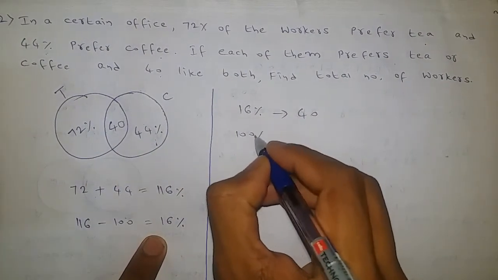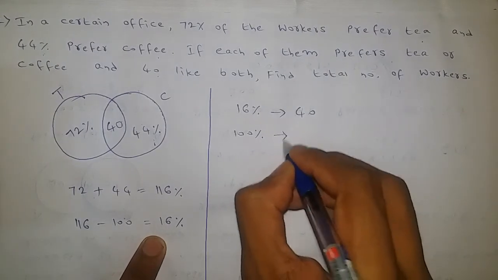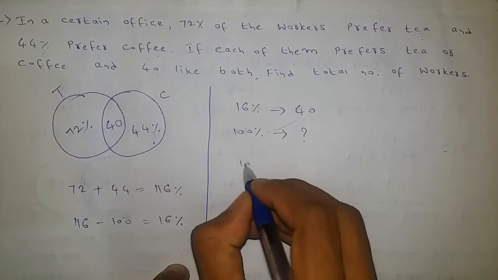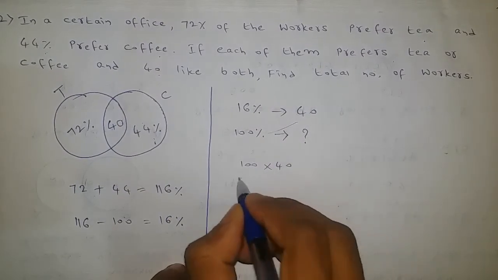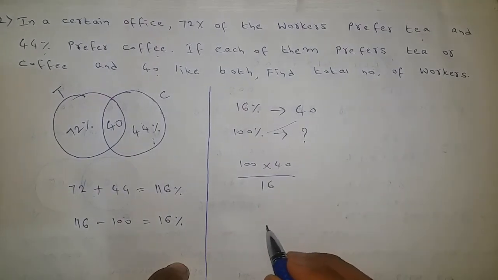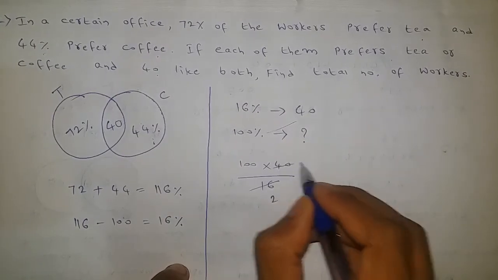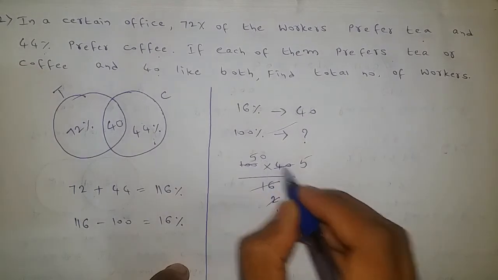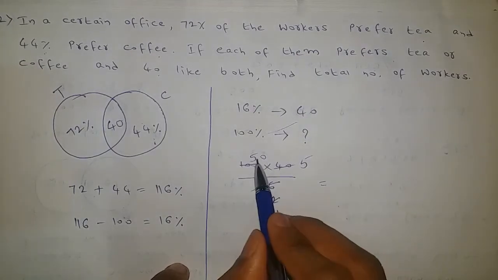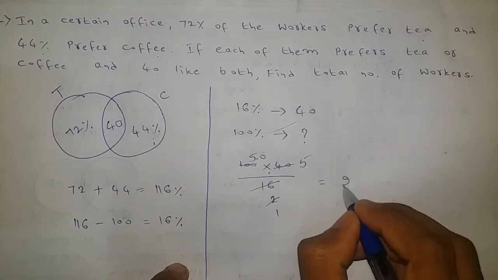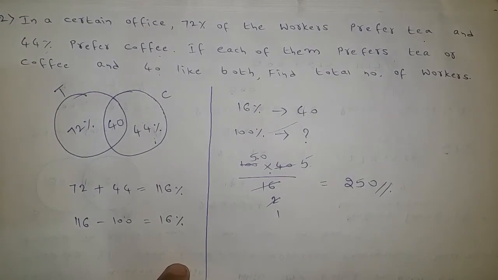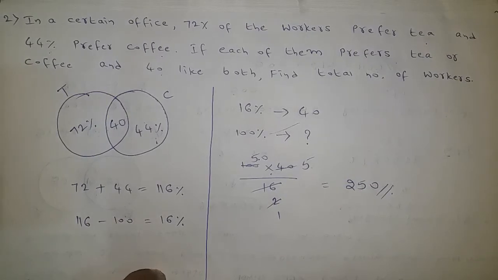Then 100%, that is total office workers, how many? Cross multiply: 100 into 40 divided by 16. 8 2s are 16, 8 5s are 40, so we remain with 50 into 5, which is 250. So the total number of workers in that office is 250.